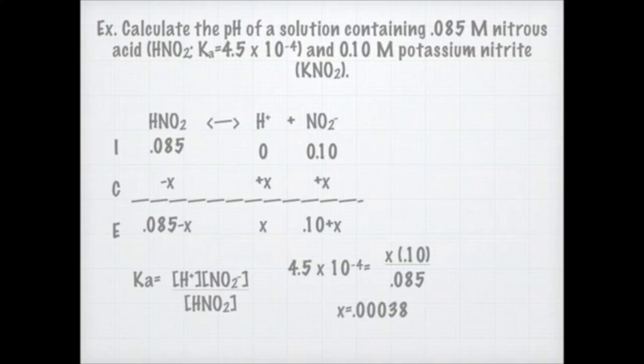And now I can just solve for X. So X equals 0.0038. That's my concentration of hydrogen ions. And then take the negative log of that, and that gives me 3.42. So that's my final answer. Now compare that to what you originally got when you didn't start off with any nitrite ions. Which pH is higher? Make sure you can answer that when we get into class.